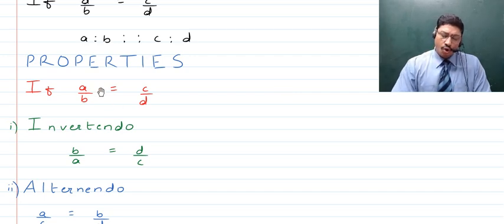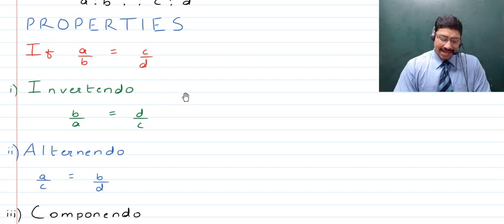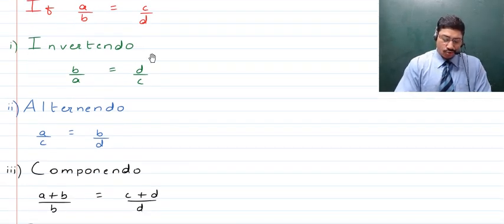That is, if we already have A upon B equal to C upon D, or in other words, a proportionality is there in existence, then invertendo becomes when we make the denominator the numerator and the numerator the denominator on both sides of the equation. If you watch carefully, on the right hand side also, we have denominator upon numerator, right? So this is what invertendo is.